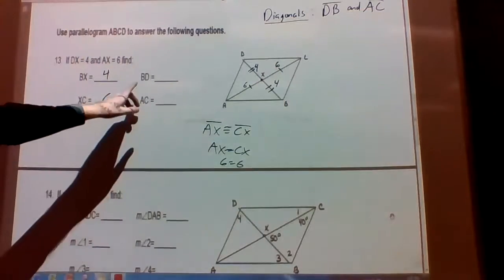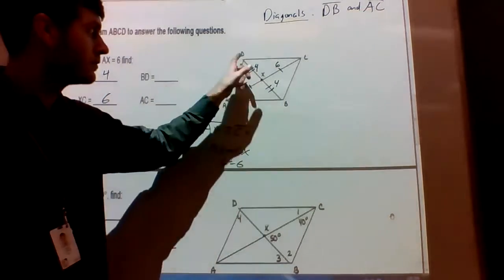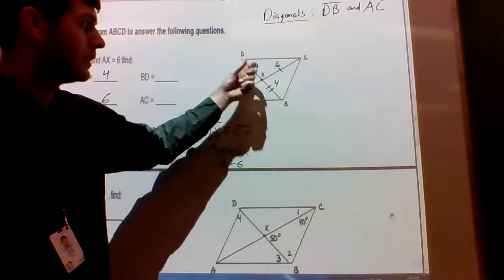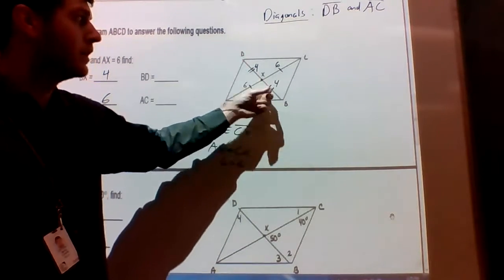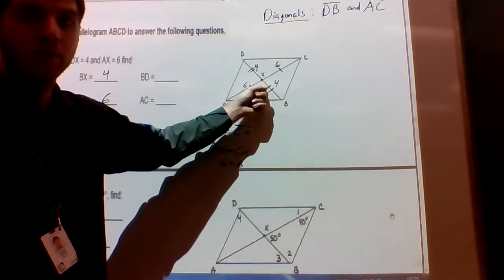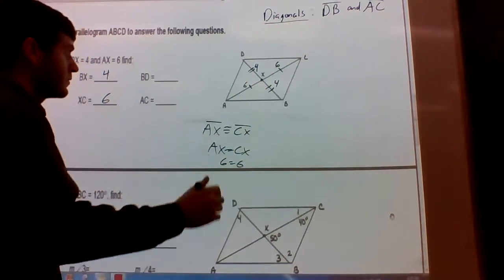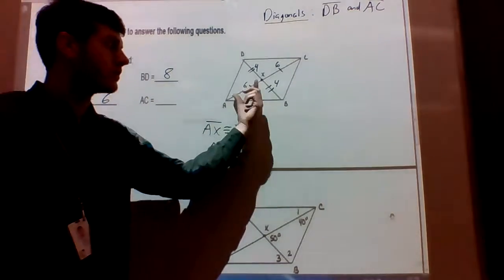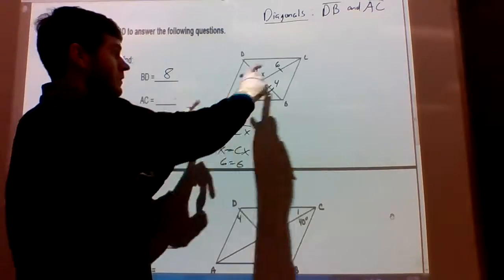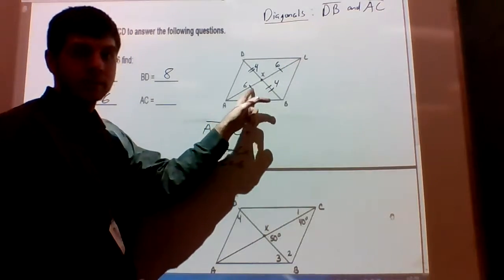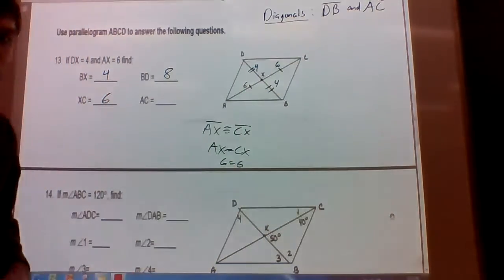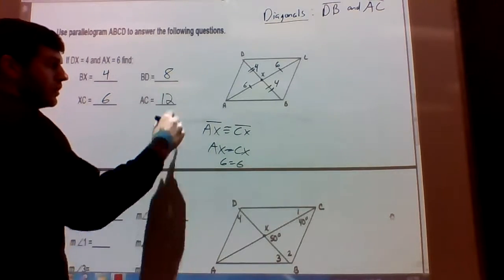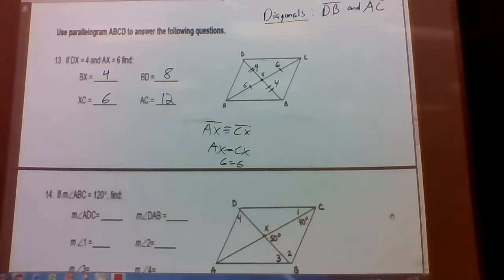Now they're asking us for BD. So here's BD. We can simply do segment addition. So DB is going to equal BX plus XD. So 4 plus 4 gives us 8. So BD is 8. Then likewise, we're looking for AC. It's made up of two parts, 6 and 6. If we put those two parts together, we'll get AC. So 6 and 6 gives us 12. So the length of AC is 12.